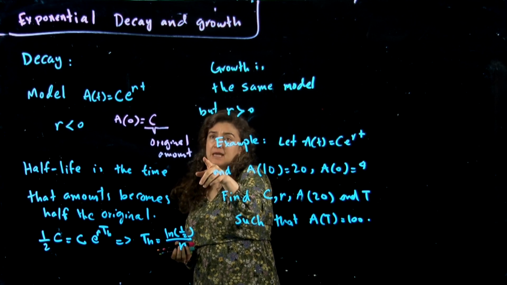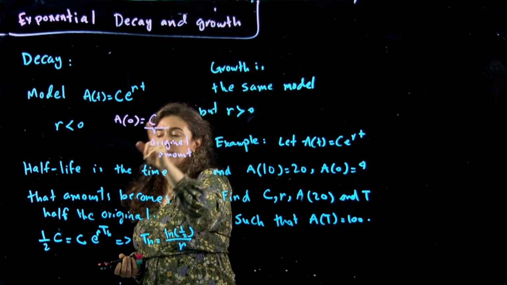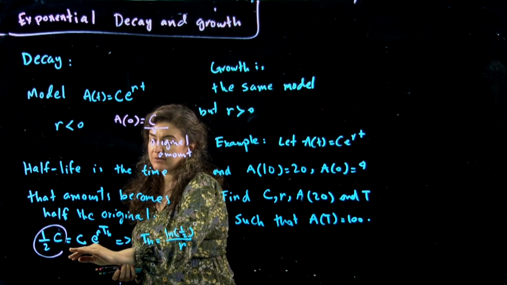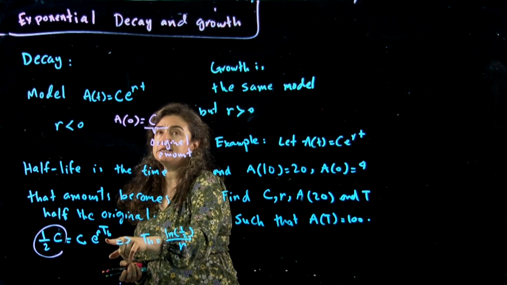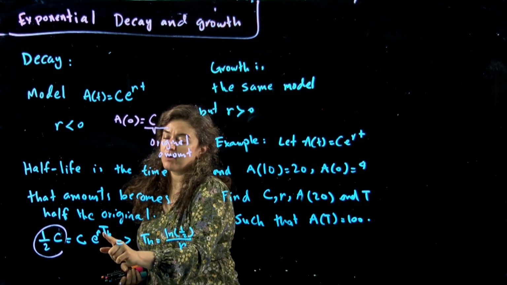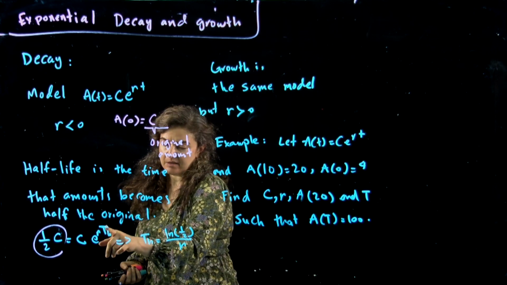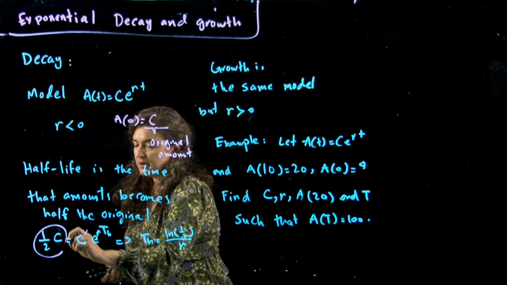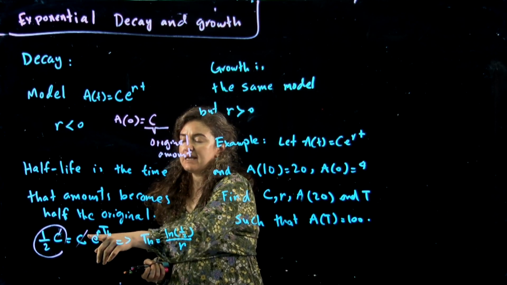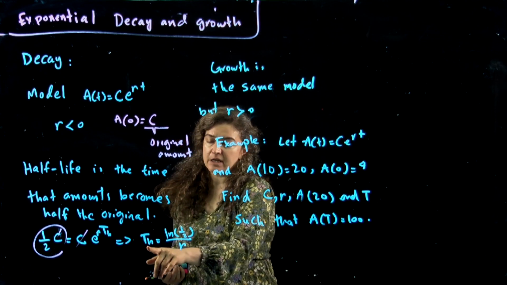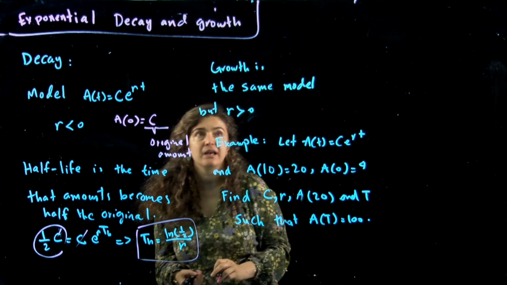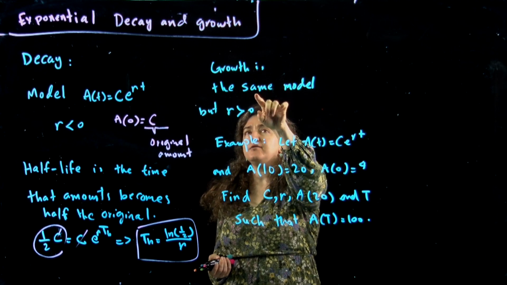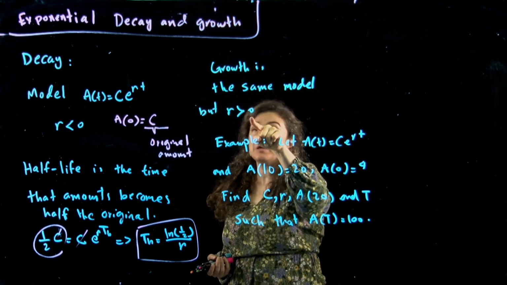And what this is saying is that half-life is when the amount becomes 1/2 of the original amount. So 1/2 of c, and then plug in the half-life t sub h, and you get c e to the power r t sub h. Solving for t sub h, first of all, we simplify the c, then take the ln of both sides, and we divide by r to get t sub h is equal to ln of 1/2 divided by r. Exponential growth, interestingly, follows the same model, except r is bigger than 0.